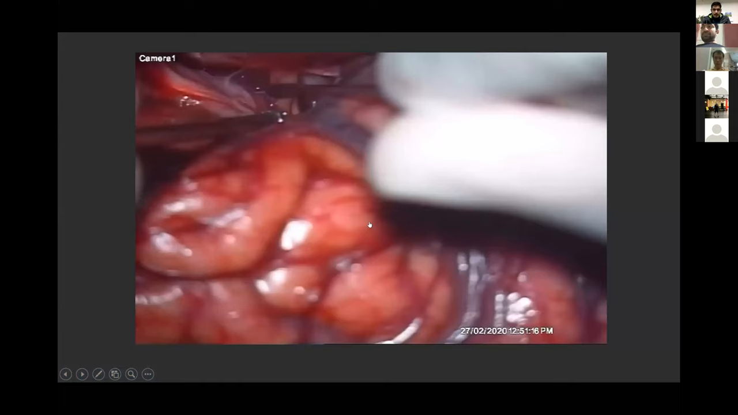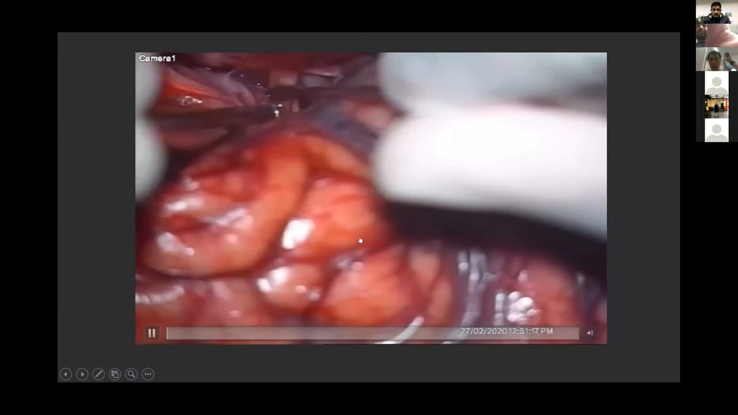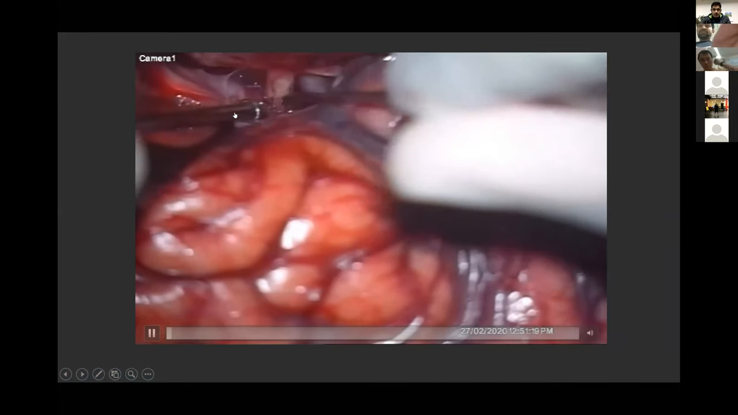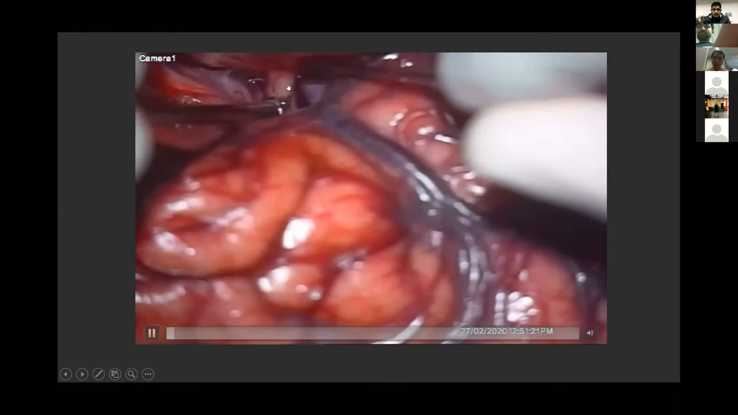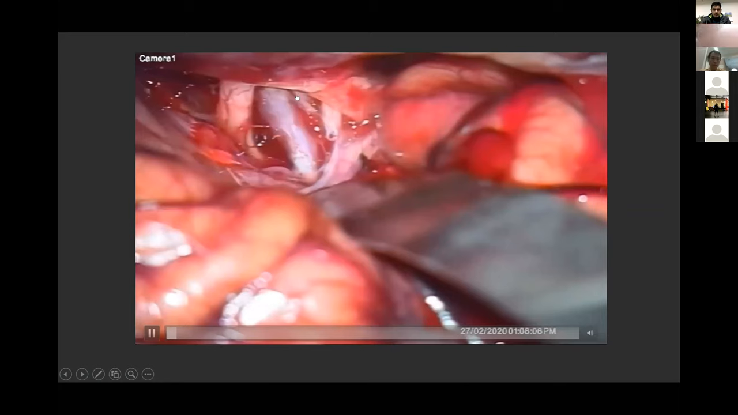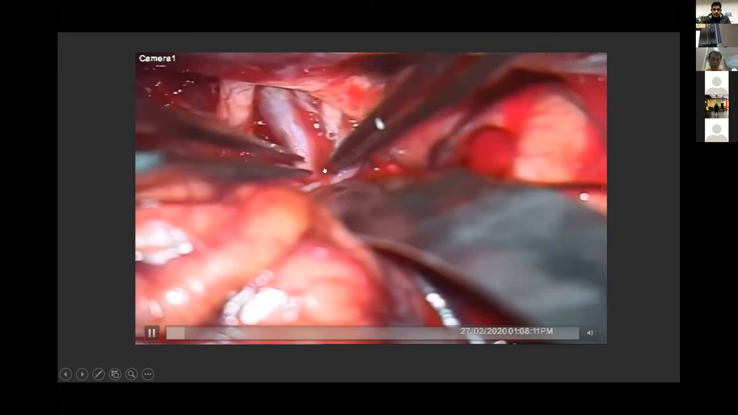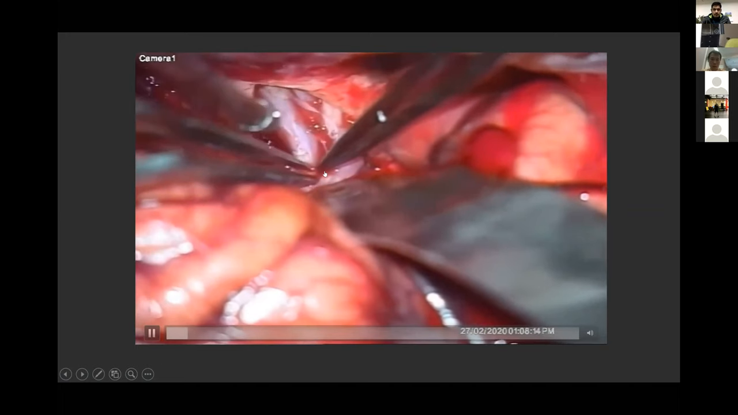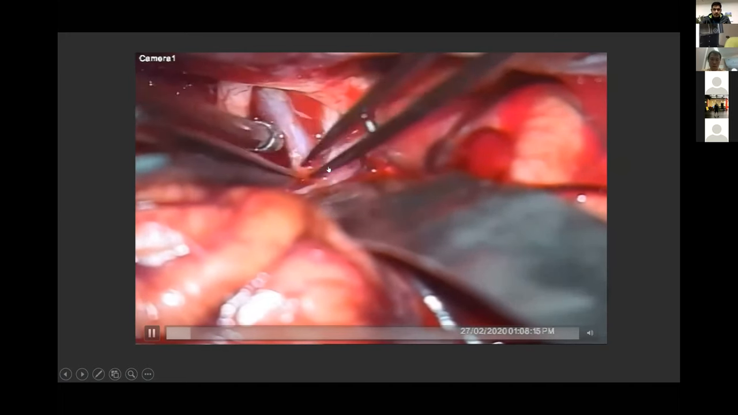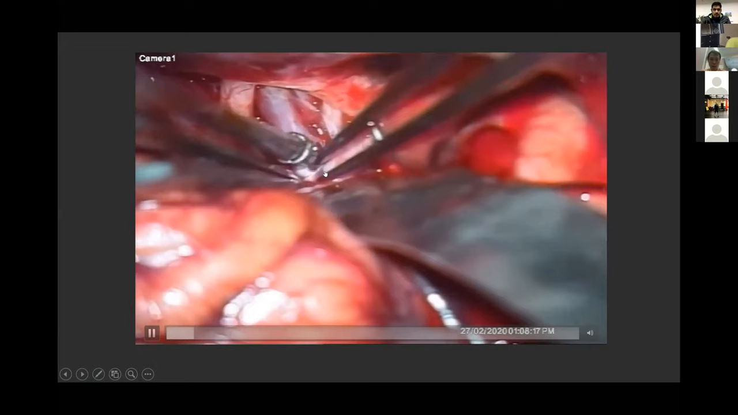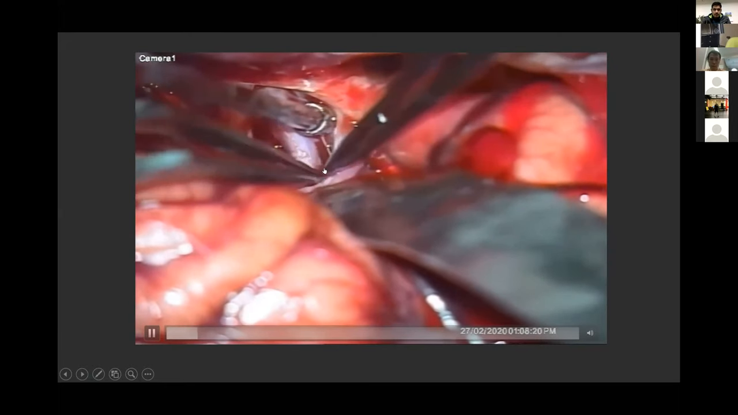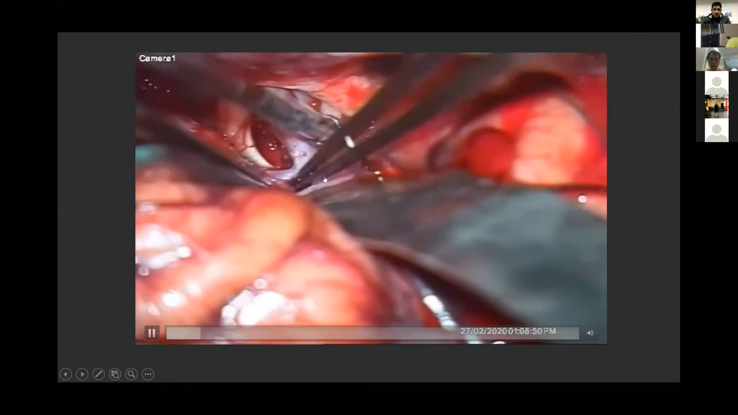I always go through the right side, although the dominant is from the left side, the right optic, right carotid. I always use a jewelry forceps and micro scissors for dissection of the arachnoid. This case is operated on the fourth day after bleeding.